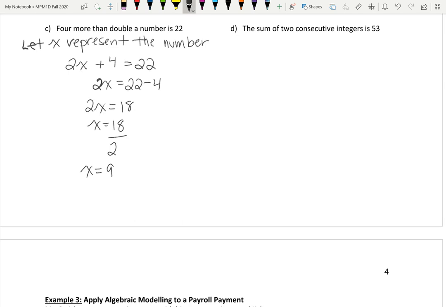D, the sum of 2 consecutive integers is 53. Now, 2 consecutive integers, that means one number after the other.